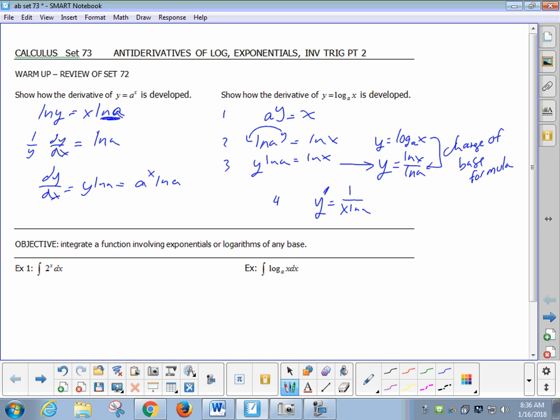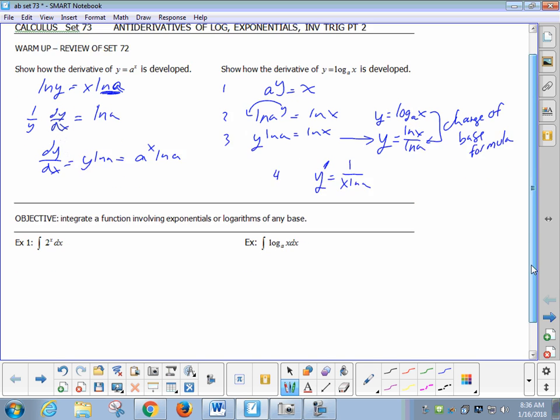So set 72 was derivatives of exponential and derivative of log base a. And we also did absolute value derivatives, which is a whole different ball of wax. Today, then, we're doing the opposite, the inverse, or the antiderivatives of exponential and log. One of them makes total sense. One of them is kind of a little different approach. All right? So here we go.